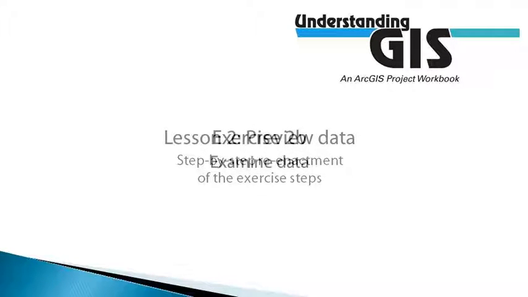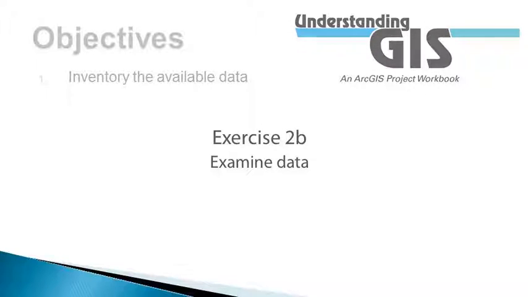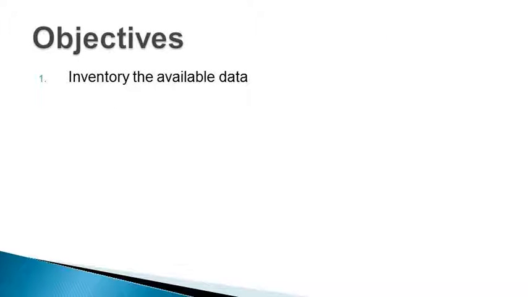Lesson 2B. In this exercise, we're going to look at some of the data we have on hand. We have to make sure that we've got what we need for the project, and we need to understand the basic properties of our data, such as the format it's in, whether it's point, line or polygon geometry, or if it's a raster data set. Does it cover the right geographic area? What kind of attributes does it have?